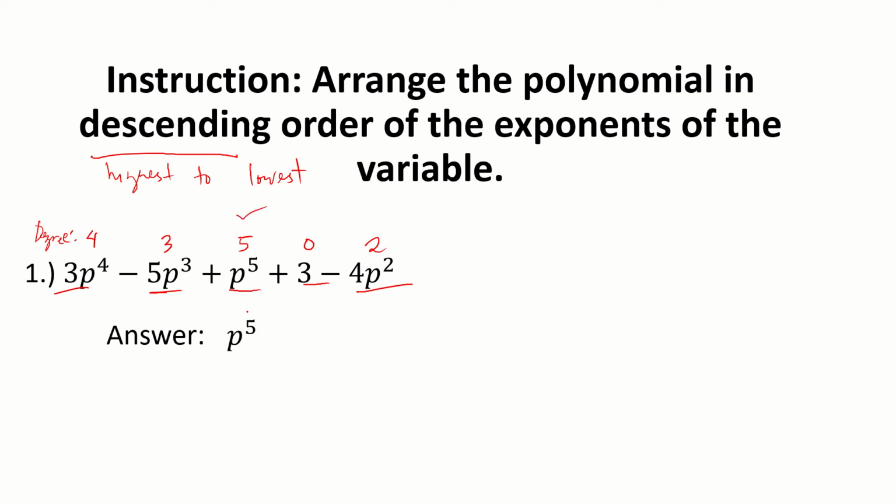First is p to the power of 5. Next is 3p to the power of 4. Next would be minus 5p cubed. Then minus 4p squared. And plus 3, because the degree is 0. So there you go. This is already arranged in descending order. So most of the time, we will be doing this, especially when we have problems in algebra. So we will be arranging them in descending order.